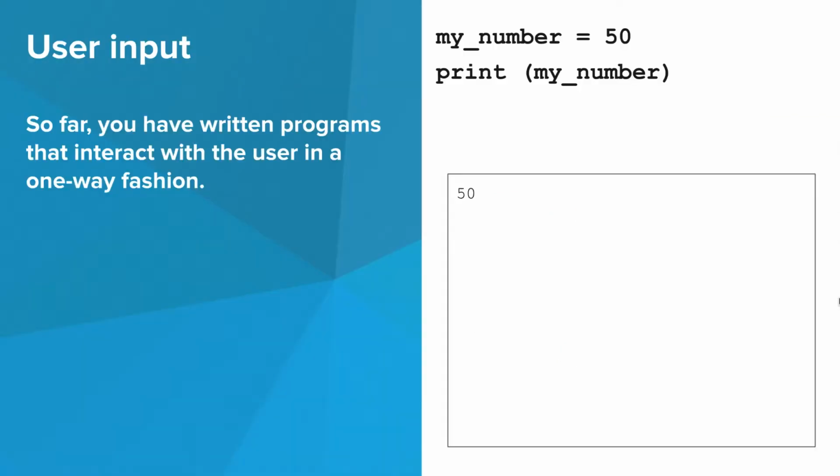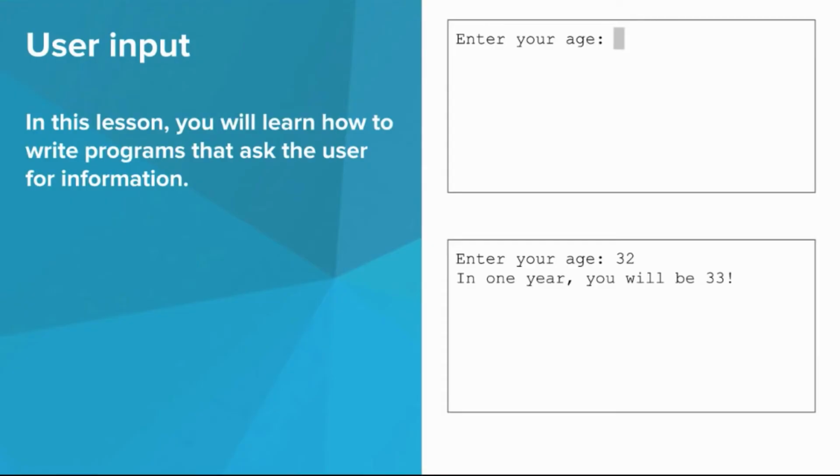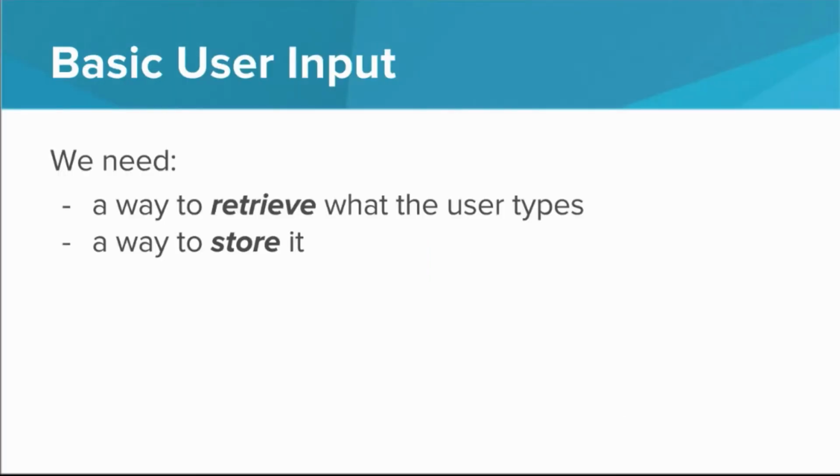So far, you've written programs that interact with the user in a one-way fashion. Your program does something, it prints something, end of story. In this lesson, you'll learn how to write programs that ask the user for information. In order to incorporate what the user types into our program, we need a way to retrieve what they type and a way to store it. We can use a variable to do the second thing, but how do we do the first thing?